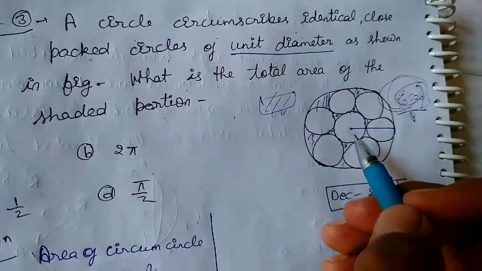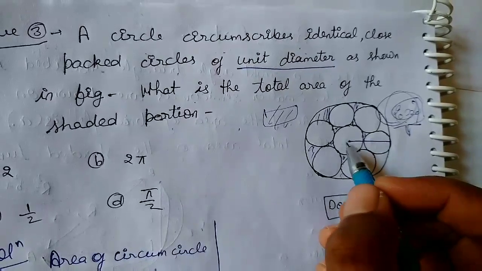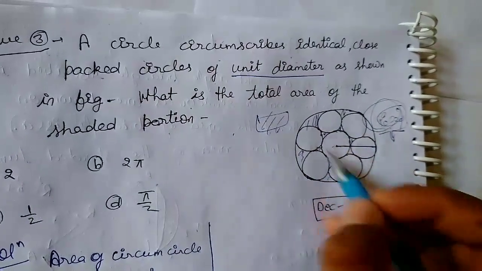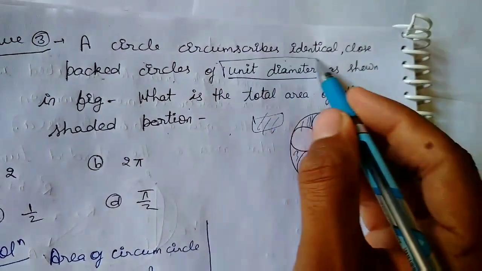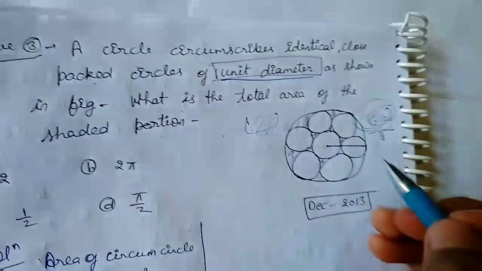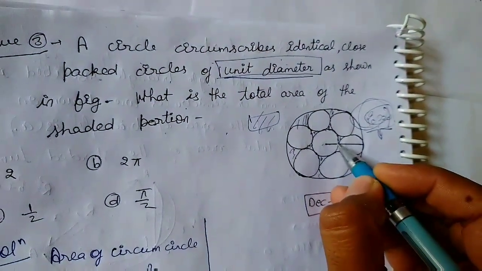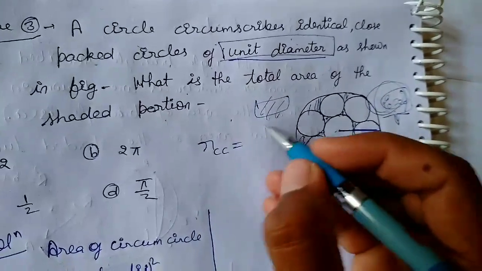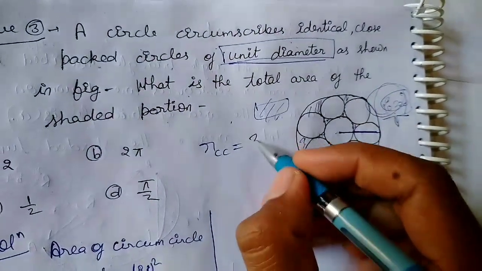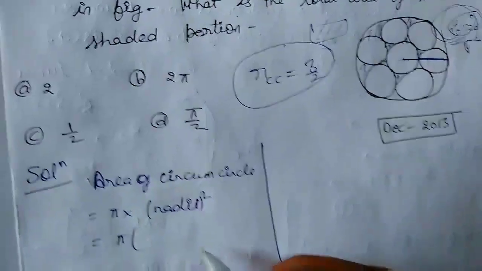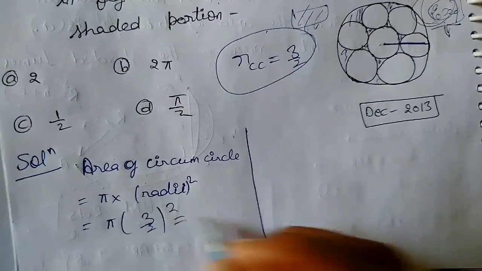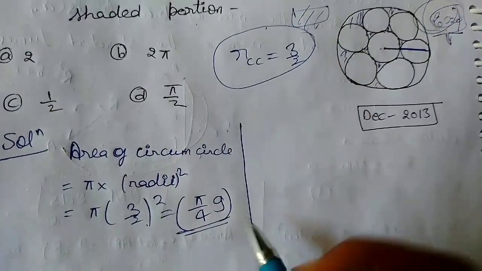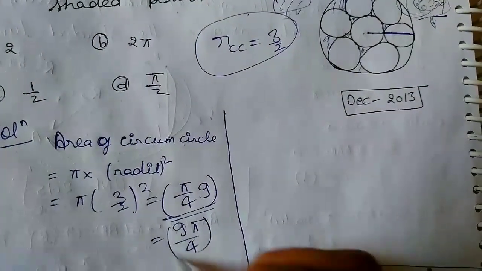To calculate the area of a circle, we first calculate the radius of that circle. So first of all, to calculate the area of this bigger circle, that is the circumcircle, it is given that these smaller circles are of unit diameter, so this will be half and this will be 1. So the radius of this bigger circle will be 3 by 2. This circumcircle radius will be 3 by 2. So the area of this circumcircle will be just pi into 3 by 2 whole square, means pi by 4 into 9, that is 9 pi by 4.